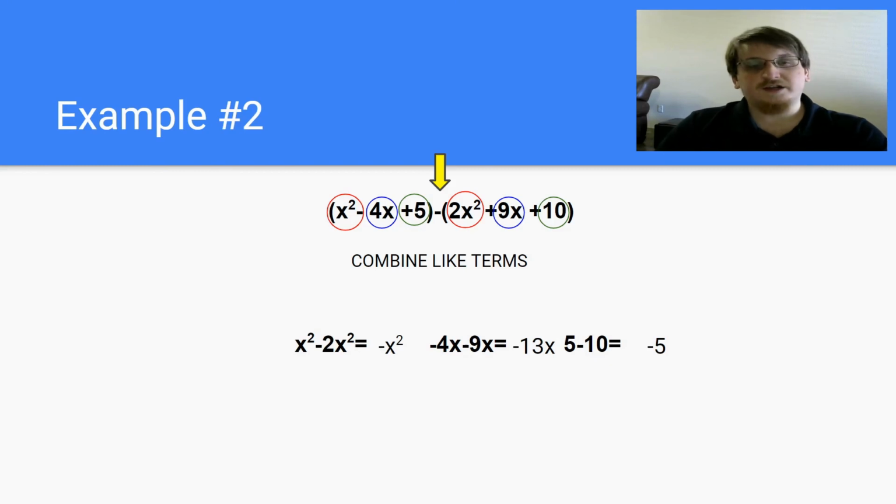Then, negative 4x minus 9x, make sure you carry over any negative numbers. This will be negative 13x, since the number is becoming even more negative. And then finally, 5 take away 10. And this will give us negative 5. Then we combine all the pieces together, and our final answer will be negative x squared minus 13x minus 5.